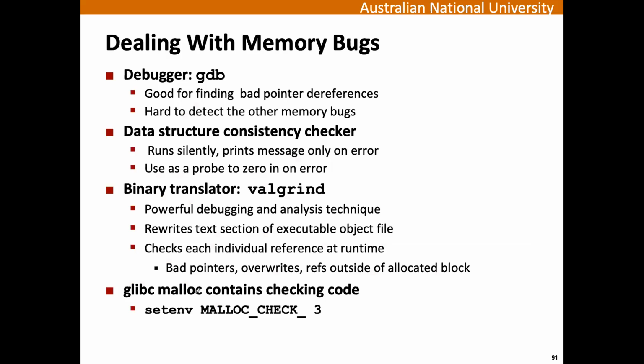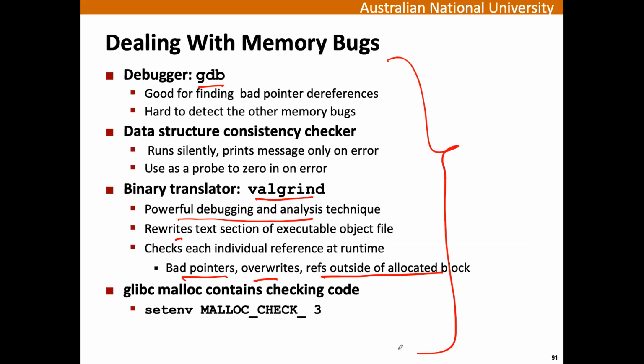There is a tool called Valgrind. GDB can only help you that much with these kind of errors. Valgrind can do very powerful analysis. What Valgrind does is binary instrumentation. It adds extra code in the text section of the virtual address space where your code resides. It adds extra checks, monitors each read and write, and then reports to the user if there are bad pointers, overruns, or references outside of the allocated block. And there are some other instructions for you to check for memory errors in your programs.